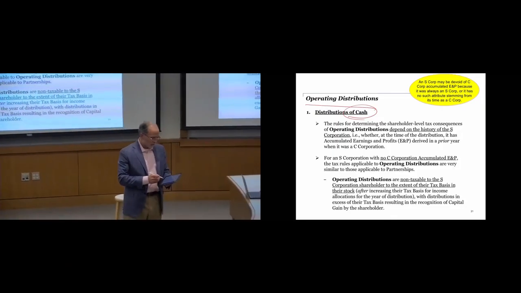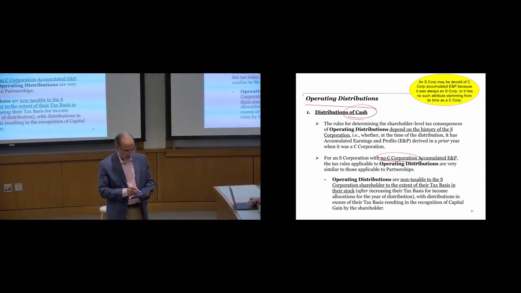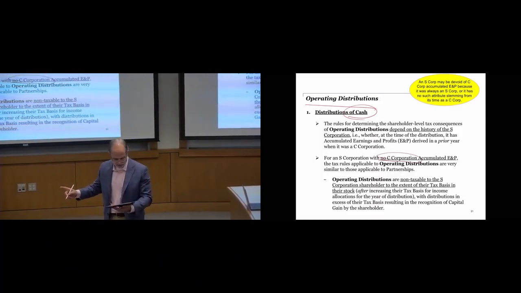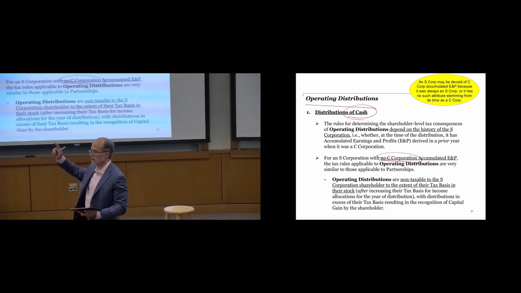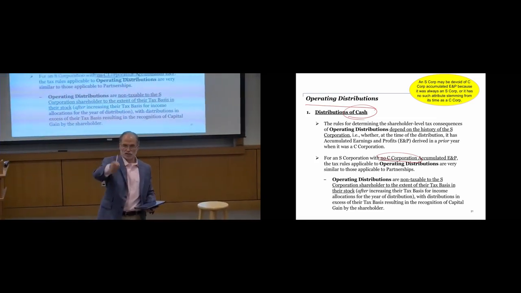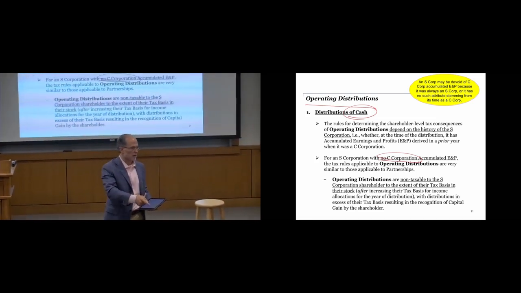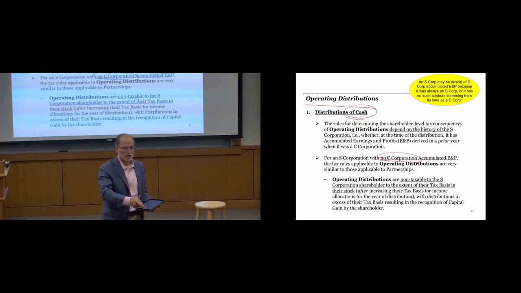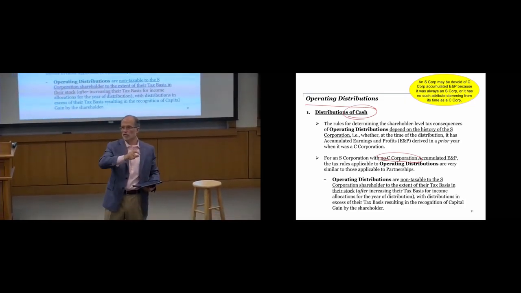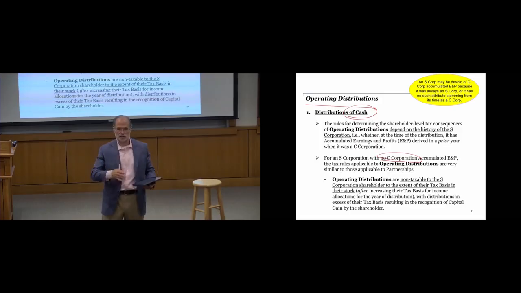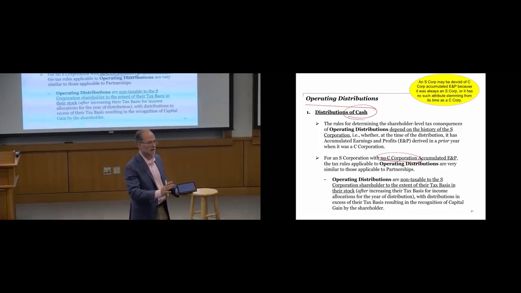So for an S corporation with no C corporation accumulated E&P, that could either be because you made an S election at formation, maybe effective at formation, or you just paid out all of your earnings before you made the S election, so you didn't have that attribute at the moment you made the S election.